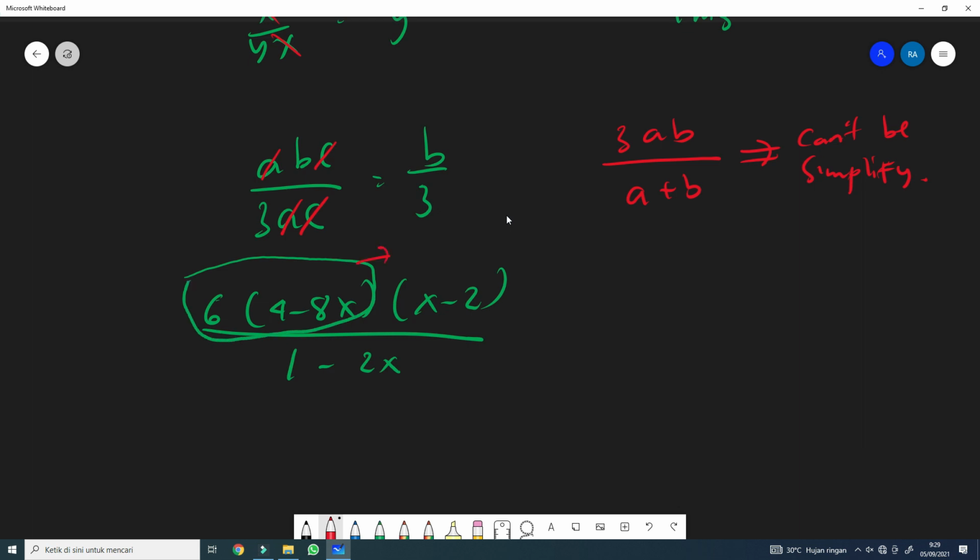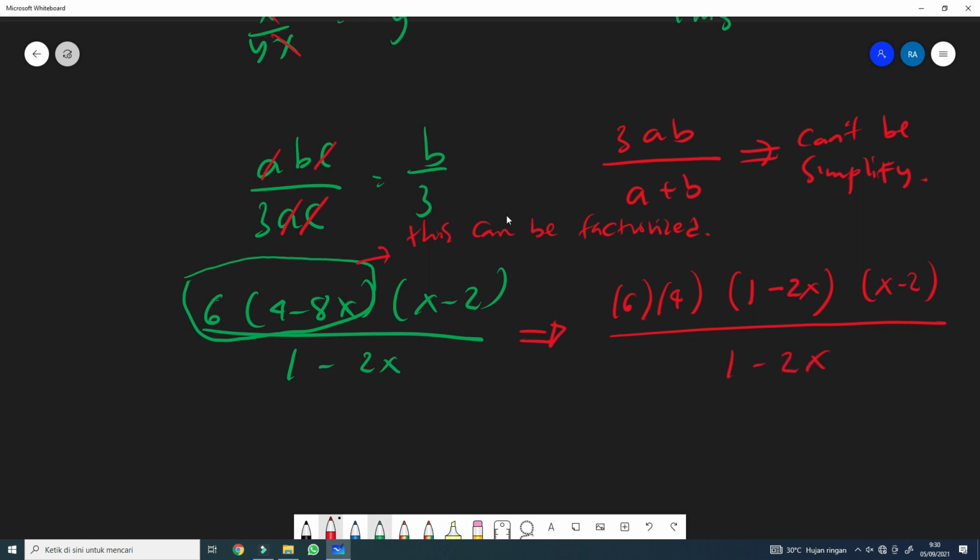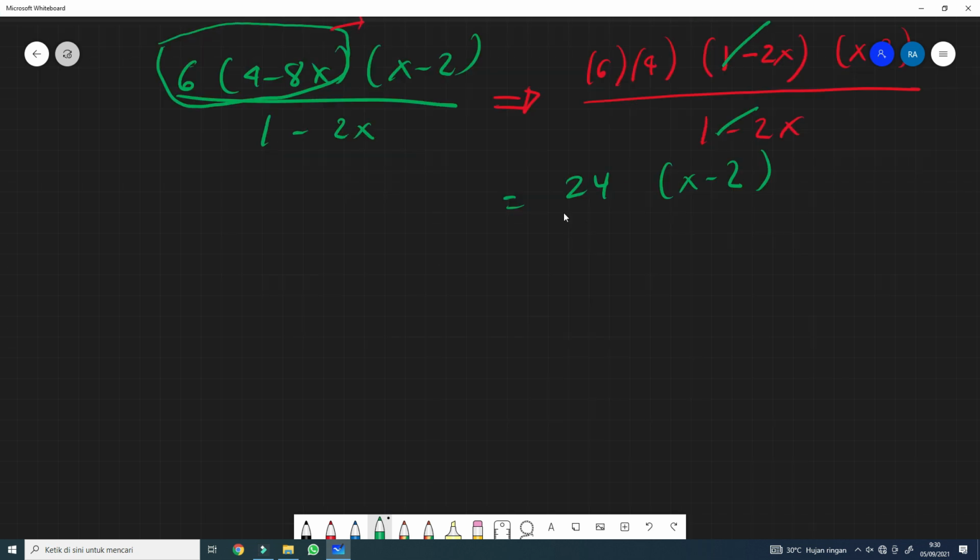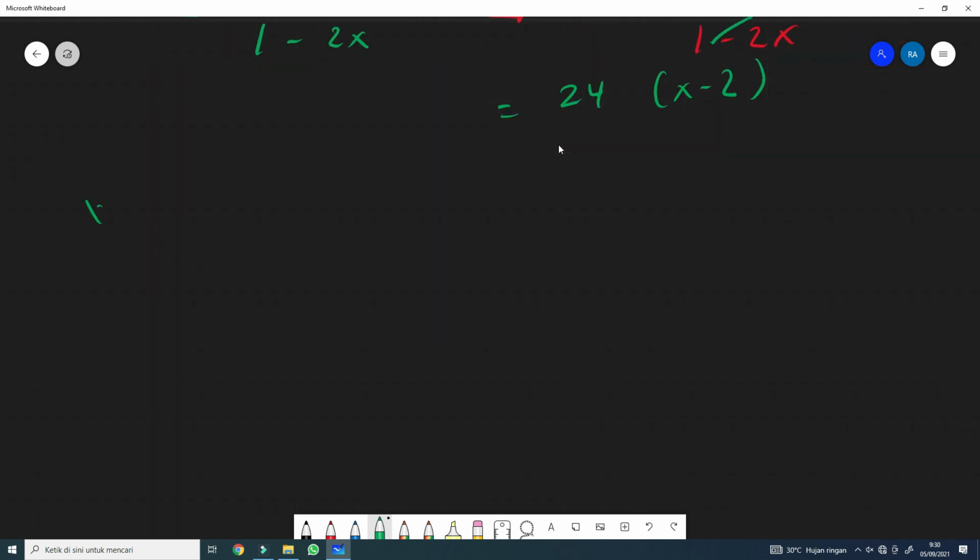First, we can factorize this to become 6 times 4 multiplied by 1 minus 2x times x minus 2 over 1 minus 2x. Now we have the same 1 minus 2x here, and we can cancel this out, so our equation becomes 24 times x minus 2.